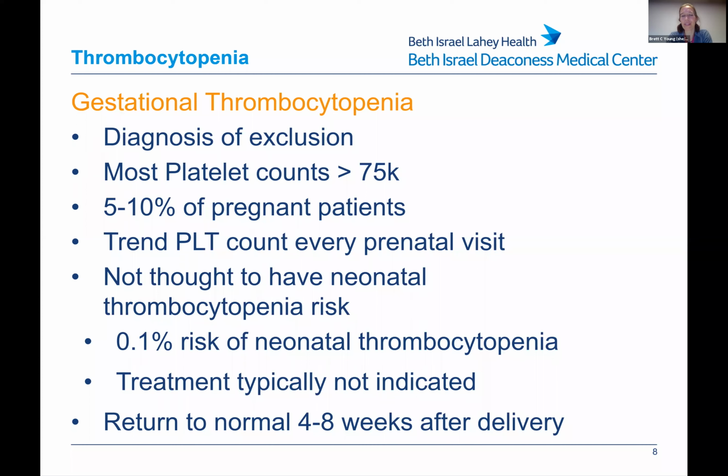And we need to be thinking, could there be a potential immune component like ITP coming into play? But gestational thrombocytopenia occurs in about 5 to 10% of pregnant patients. When we see gestational thrombocytopenia, ACOG recommends that we trend the platelet count every prenatal visit. Obviously our prenatal visits are going to be more frequent towards the end of pregnancy, but typically if I'm concerned about gestational thrombocytopenia, I'll trend platelet counts every 4 weeks starting in the early third trimester, and then more frequently towards the end, accompanying their prenatal visits.